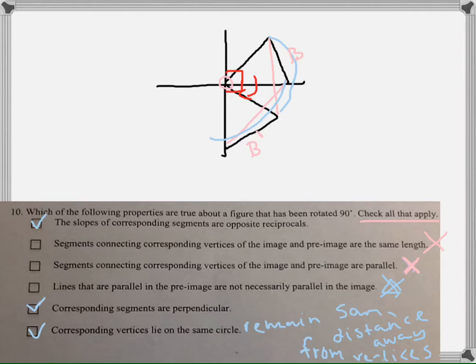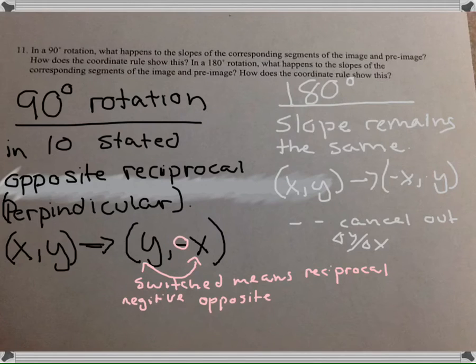The last question on this problem is corresponding vertices lie on the same circle. This is true. How you rotate something is it's like one big circle around the origin, which is our center of rotation. So the circle would have a radius of the origin to B. And then we simply rotate the point 90 degrees around this circle to get the next one. We do this for all of them, so the pre-image and the image would lie on the same circle. They also remain the same distance away from the origin at all times.